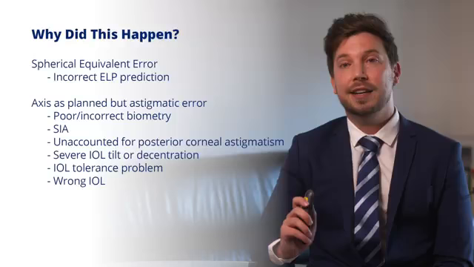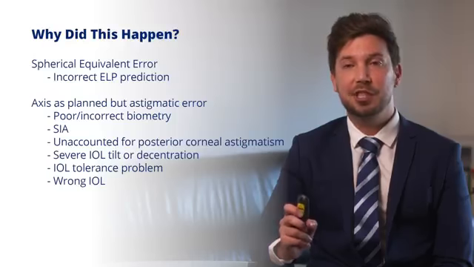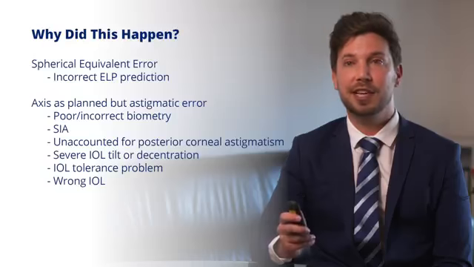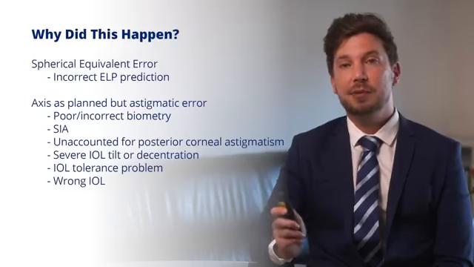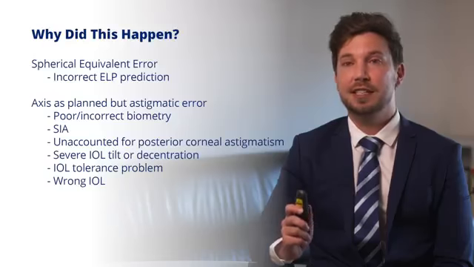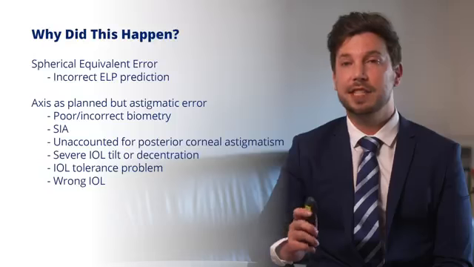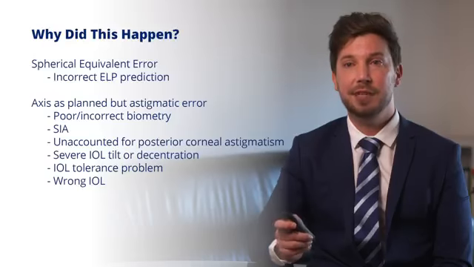You could have had an unaccounted for, unusual posterior corneal astigmatism, or you may have just not incorporated that into your calculation. The IOL itself could be significantly tilted or decentered. Generally with a monofocal lens, a little bit of decentration doesn't have a huge effect, but tilt can be significant.